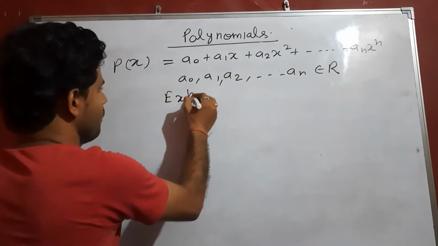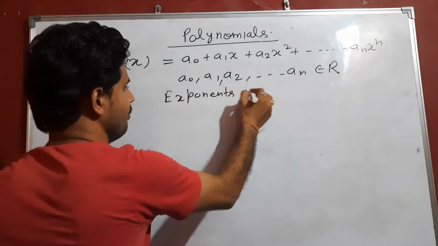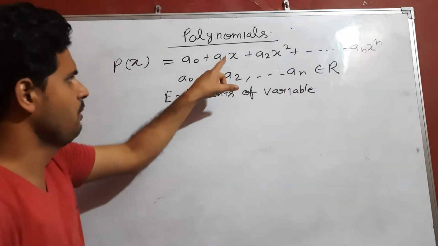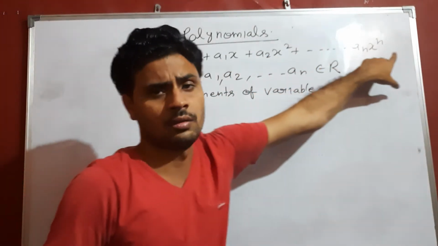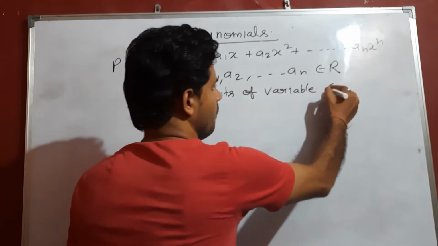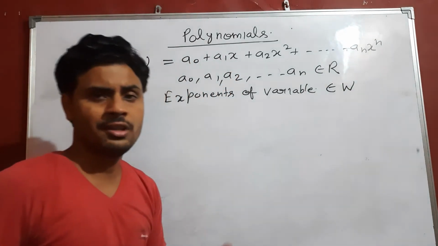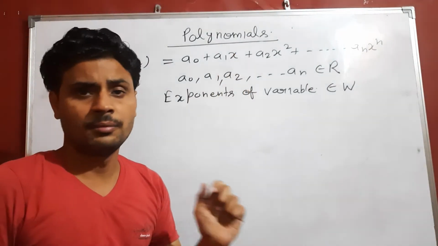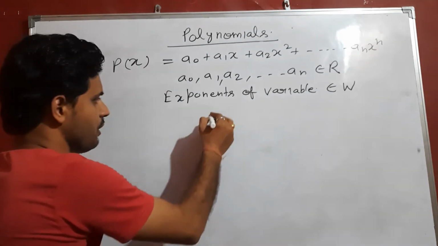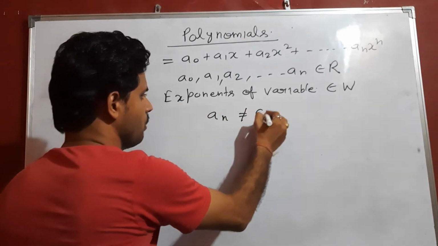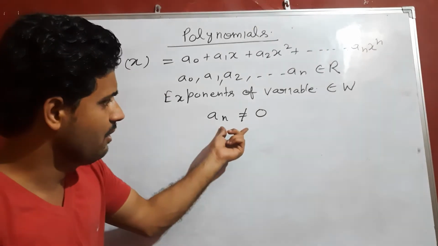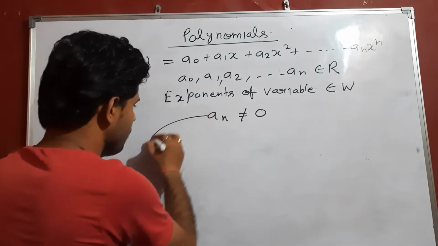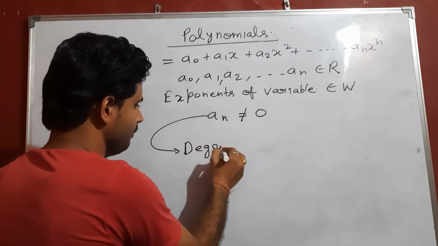And exponents of the variable. Exponent means x power 1, x power 2, up to x power n. The exponent of the variable belongs to whole numbers. Whole numbers means 0, 1, 2, 3, 4, and so on. That's why this is the general form of a polynomial. One more condition, an does not equal 0. Why is this condition required? Actually, this condition is required for the degree.